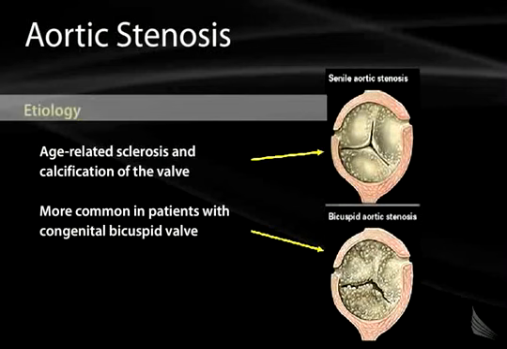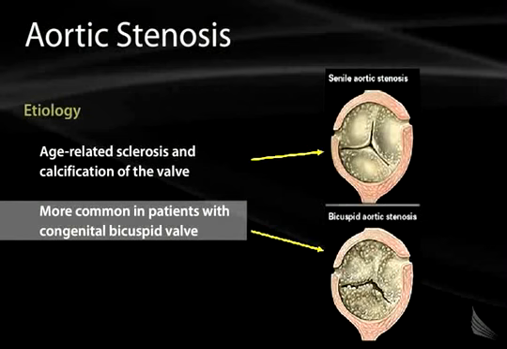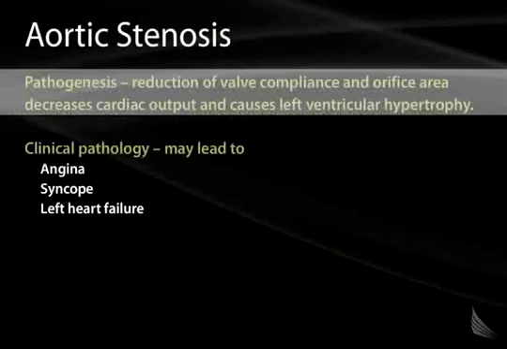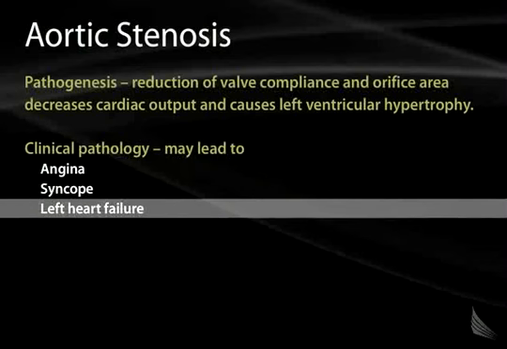Aortic stenosis etiology typically is age-related sclerosis, calcification of the valves. It is more common in patients with a congenital bicuspid valve. Typically, the aortic valve should be trileaflet, as you see above, but you can be born with a bicuspid aortic valve, and that puts you at greater risk. Reduction of valve compliance in orifice area decreases cardiac output and causes LVH. Clinically, this leads to symptoms of angina, syncope, and left heart failure.